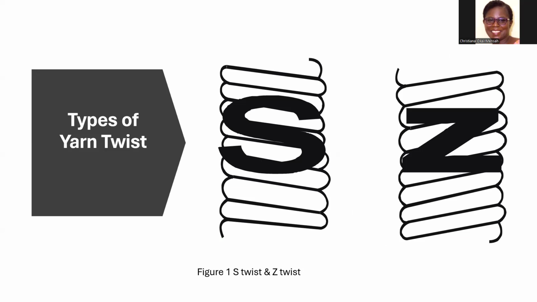So in all, we have two main types of twist. What are they? We have the S twist and then the Z twist. So what is the S twist? S twist is also known as left twist, and it runs from lower right to upper left in the form of the letter S, as you can see.